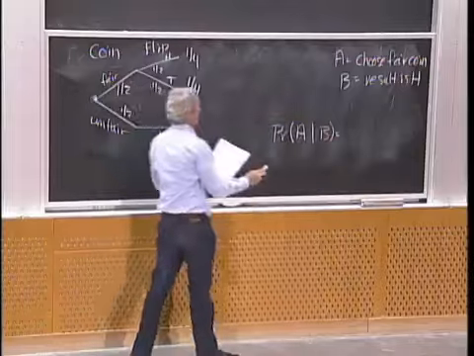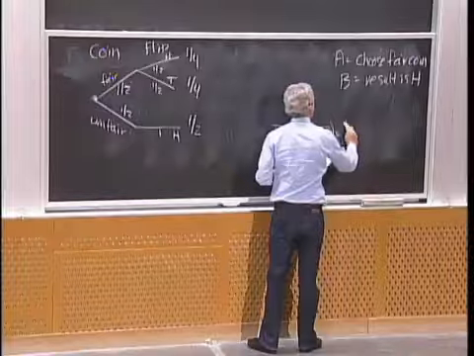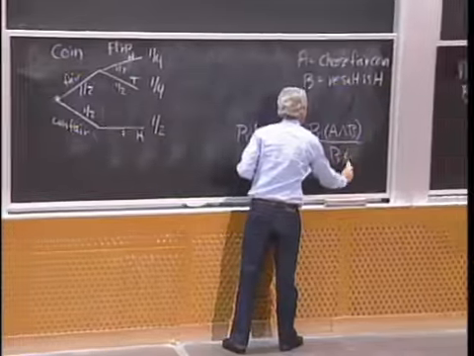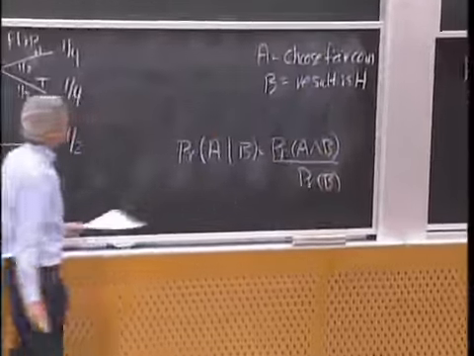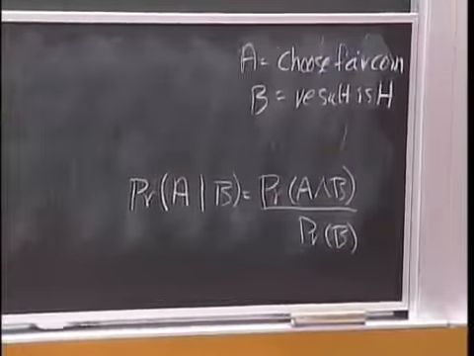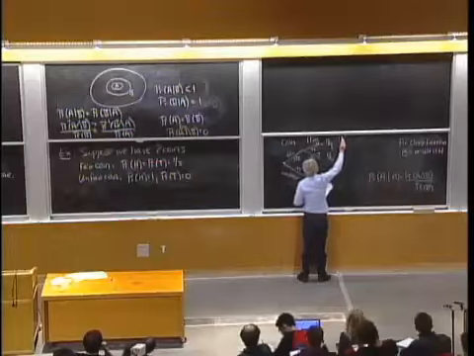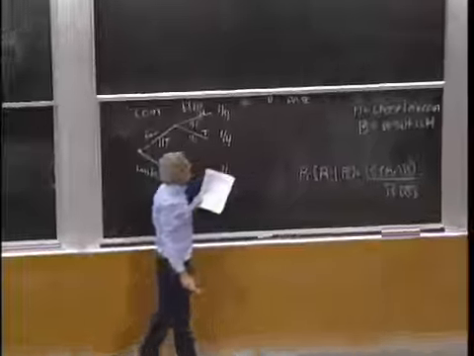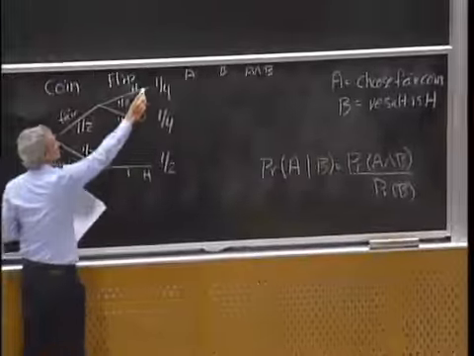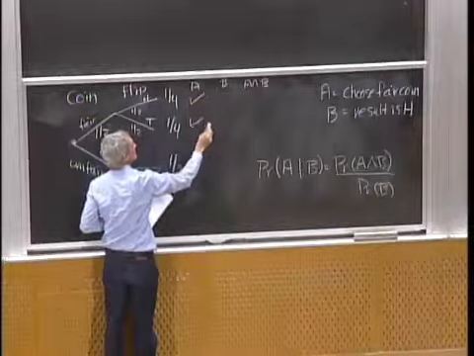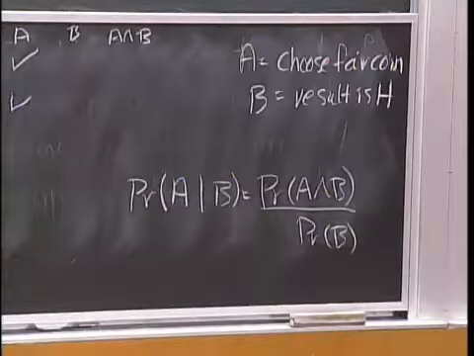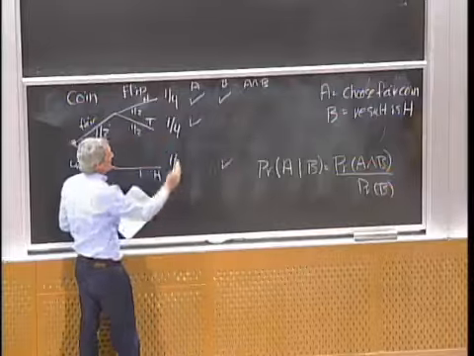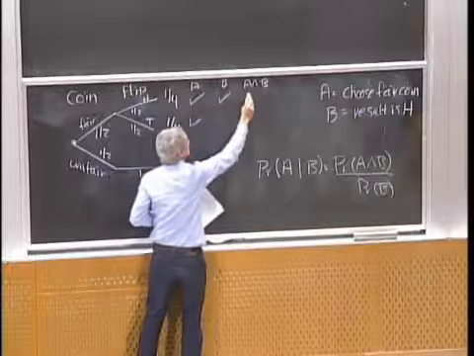So to do that, we plug in our formula. That's just the probability of A and B over the probability of B. And to compute that, I got to figure out the probability of A and B and the probability of B. So I'll make my diagram, A here, B here, A and B. A is the event I chose the fair coin. That's these guys. B is the event the result is heads. That's this one and this one. And A intersect B, that's the only point.